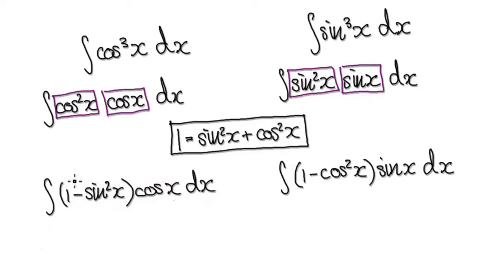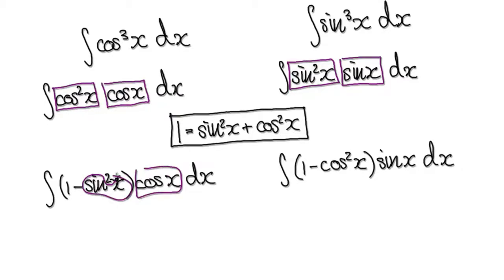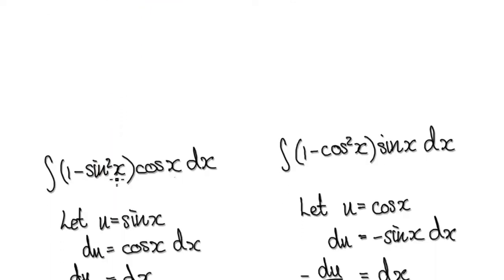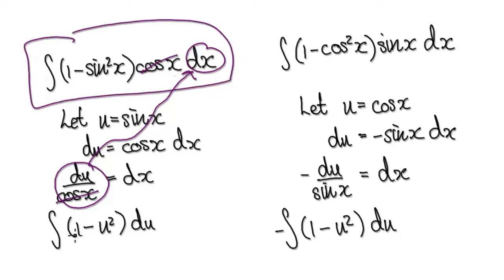So when you get to this stage here, realize that this is the exact derivative of sine of x. So you can make the substitution. Let u equals sine of x. So du equals this, and then rearrange it to get dx. When you put this back into the dx here, you can see that this will cancel out with this. So this whole thing here will then become this, and then it's really easy to integrate.